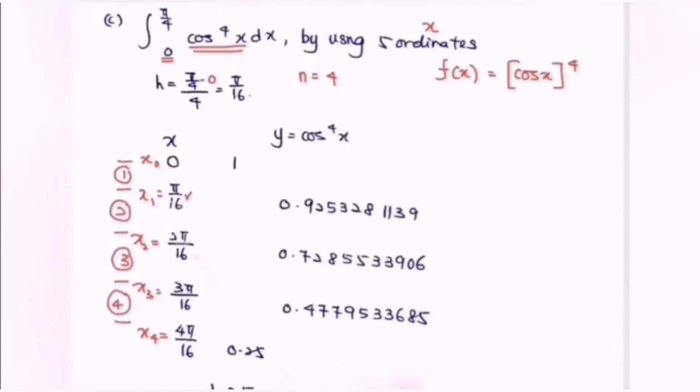If we refer to the ordinates, here we have the values of x: the first ordinate, the second, the third, the fourth, and the fifth ordinate. Then make use of the calculator. Kindly key in the function and press the calculate button. Repeat the process to get the values of y. For the function, key in cos x bracket to the power of 4. Then we will have the answers y0 and y4, and then y1, y2, and y3.